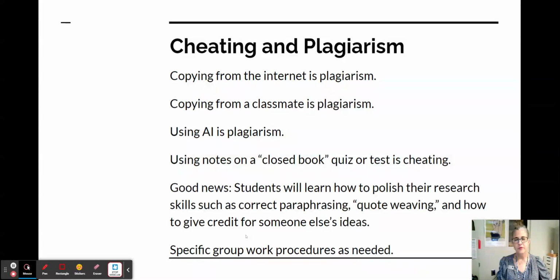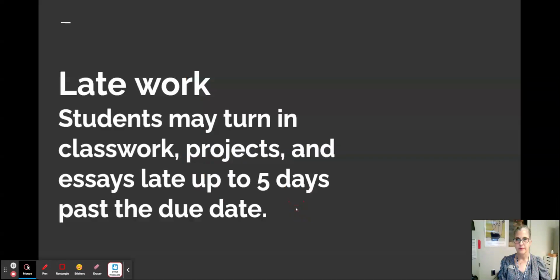Cheating and plagiarism is really tricky nowadays, but the basic idea is that if it did not come from their head, it's cheating. It's copying from the internet or from a classmate. Plagiarism or cheating, basically the same thing. Using artificial intelligence, plagiarism. Copying on a test or a quiz, plagiarism. And I'll make sure students know how to use evidence from other sources and give credit for the ideas so that it does not count as plagiarism.